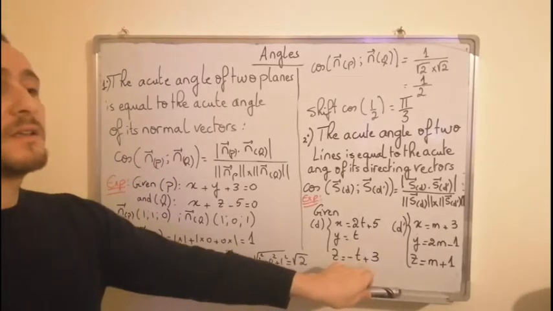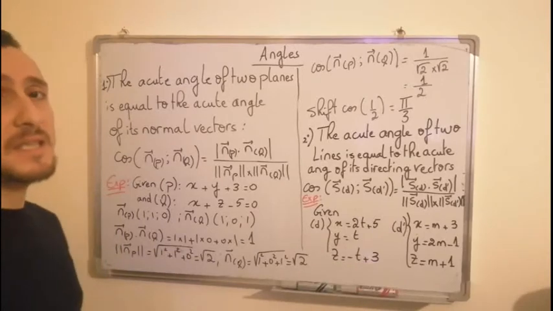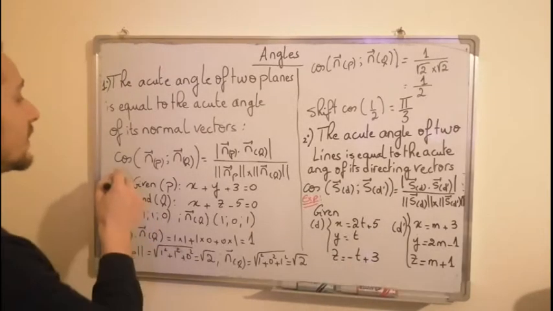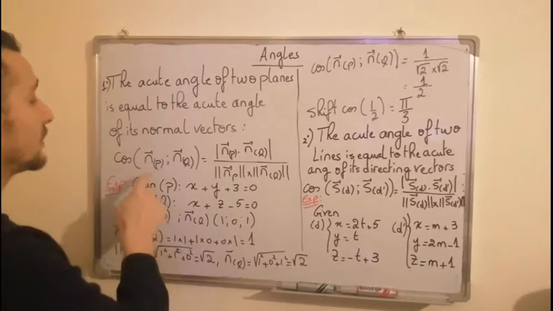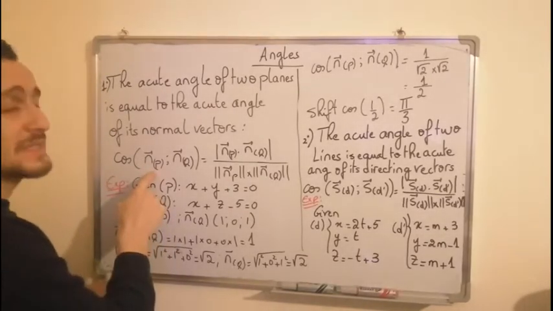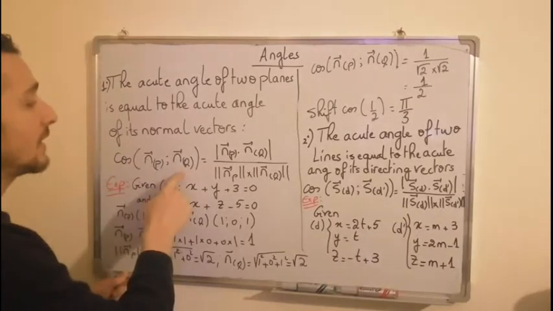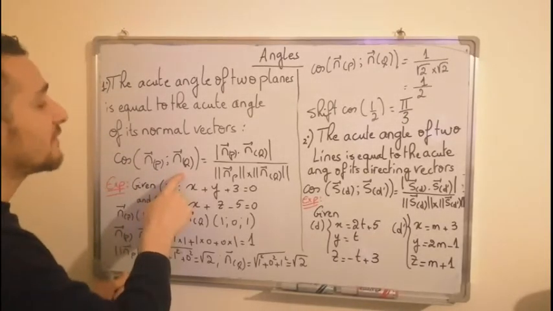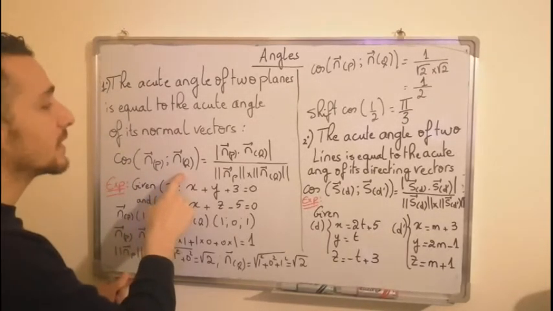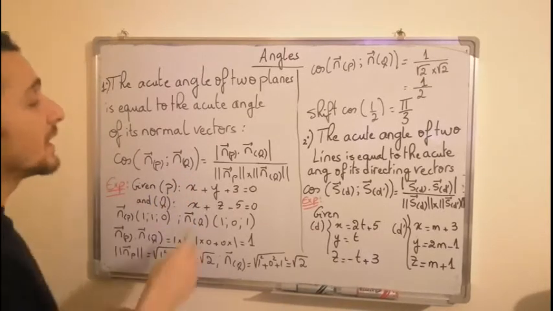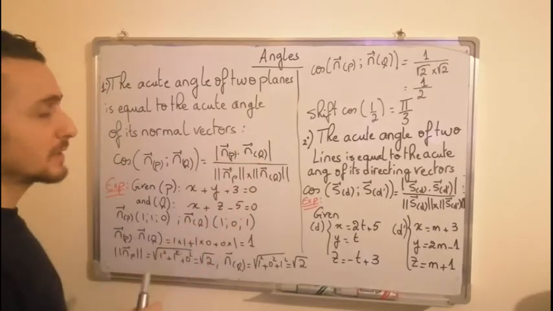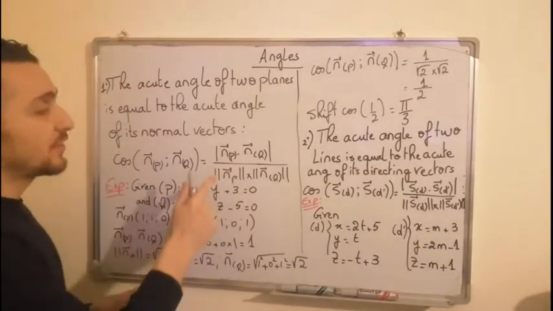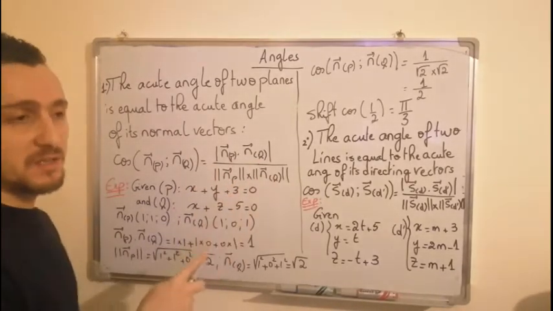To find the value of this angle, we calculate the cosine of the angle formed by the normal vector of the first plane P and the normal vector of the second plane Q. It's equal to the absolute value of their scalar product divided by the length of each vector.